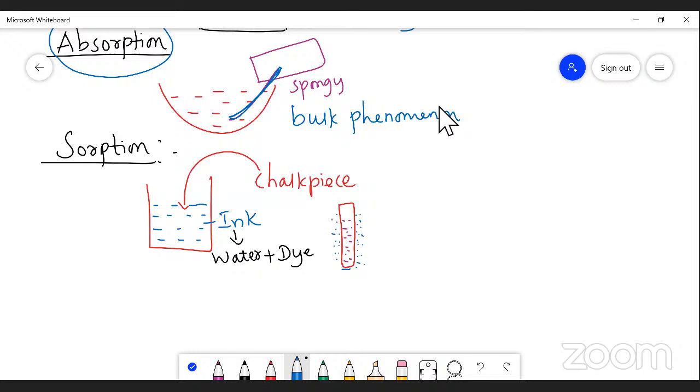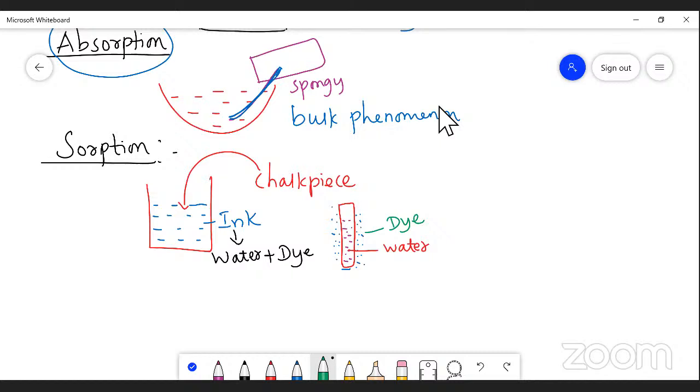But when you look into the bulk, the bulk contains water particles. So this is a water molecule, and the water molecules will be present in the bulk. And the dye, whatever coloring material you have taken, will be present only at the surface.